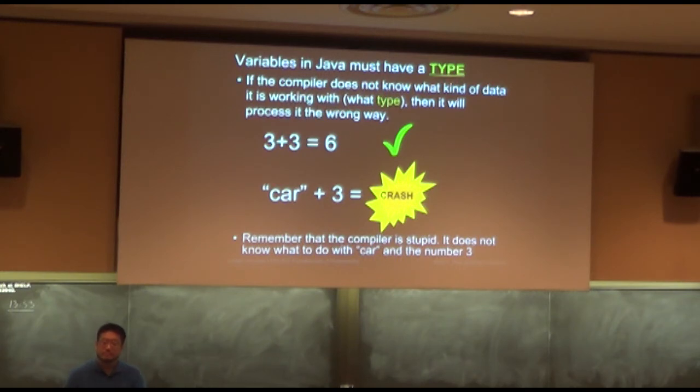Could you add an integer to a float? Yes, you can. You can add an integer to a float only because Java will recognize that there are different types and recognize that you can convert an integer into a float before you add the two floats together.